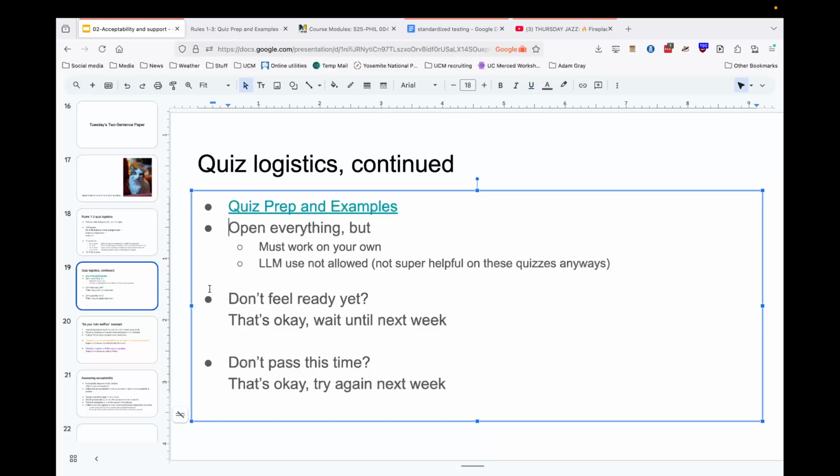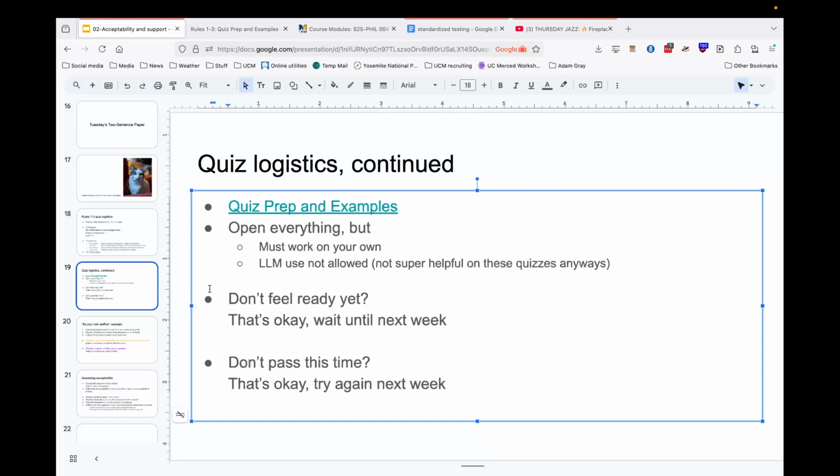The quiz is basically open everything with two important provisos. You must work on your own, and use of large language models is not allowed. Large language models, also, I've tested this. I've tested these questions on a few different large language models, ChatGPT, Claude, things like that.